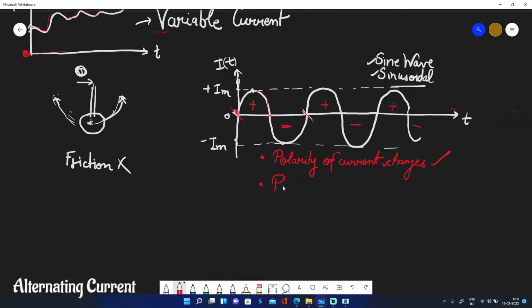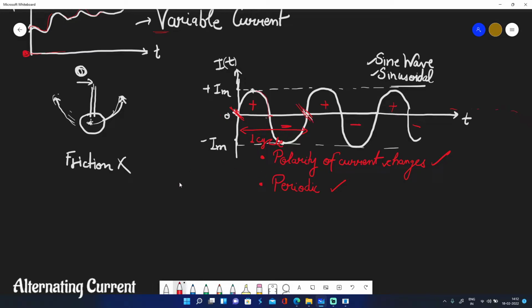Second, it is periodic. How will you find that it is periodic? You can find a cycle here. This is one oscillation, like the motion of a swing in an amusement park. It repeats after a certain period of time. This is the time period, capital T, for one cycle. So these two conditions are satisfied here: the polarity is changing, plus minus, plus minus, and it is also periodic.